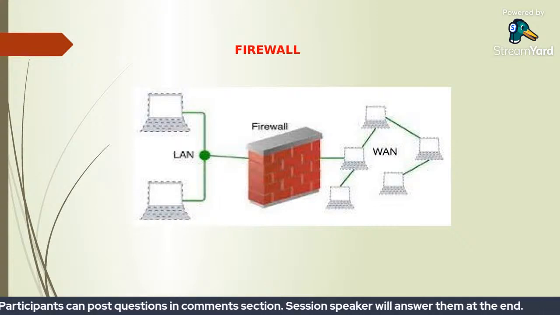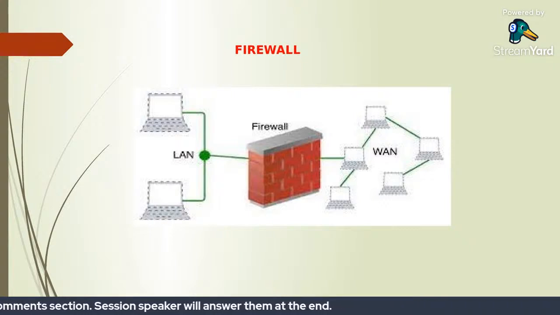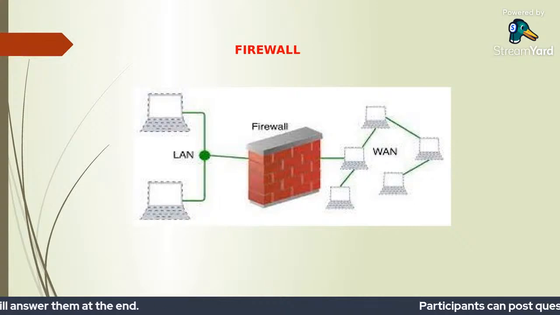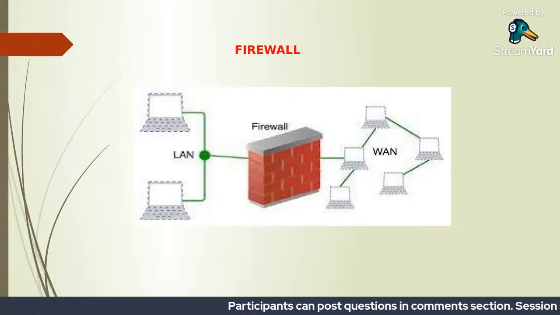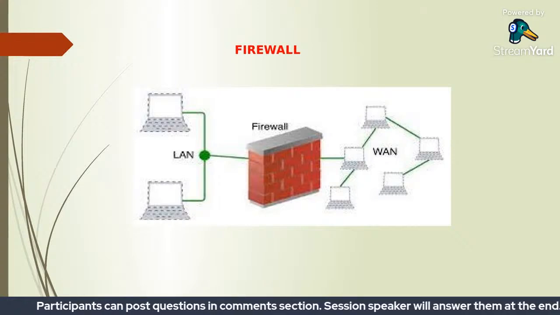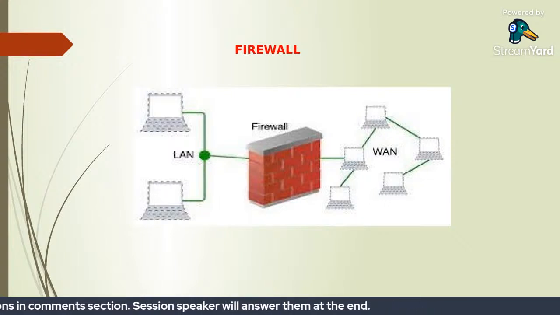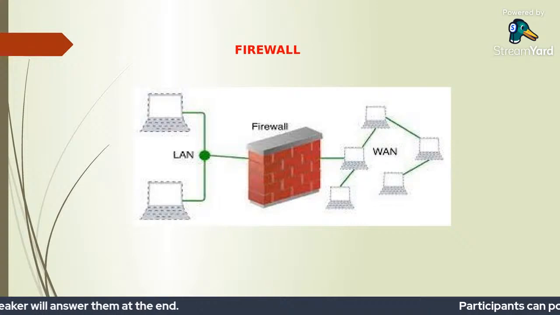Then switches. Switches are also used to connect multiple devices in a LAN, and they also correctly send the data to the destination by reading the MAC address. Then modem. A modem is used to convert an analog signal into a digital signal, and digital signals into an analog signal to share the data.